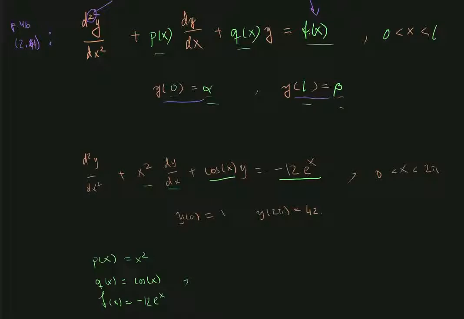And what is our L? Well, L is the left, no, not left endpoint. It is actually the right endpoint. I don't know why we call this L. It would be better to call it R. But anyways, L is equal to 2 pi, as we see here. And what we call alpha up here is in our case equal to 1. And beta is in our case equal to 42.